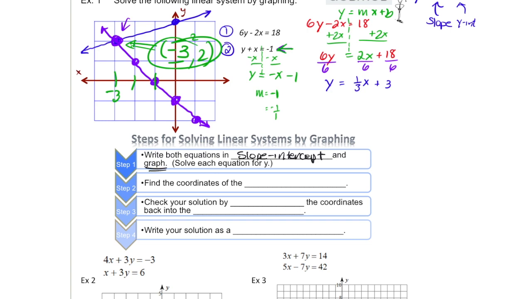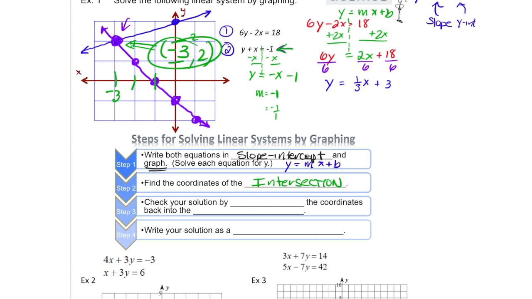And then you graph them. Okay, so just to remind yourselves, that's y equals mx plus b form that you're going for. Find the coordinates then of the intersection where those lines cross. Our last example, that was -3, 2.